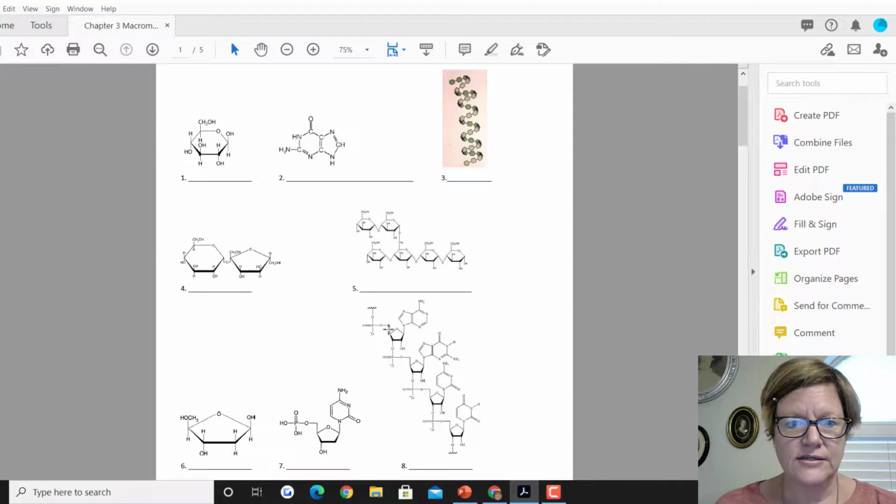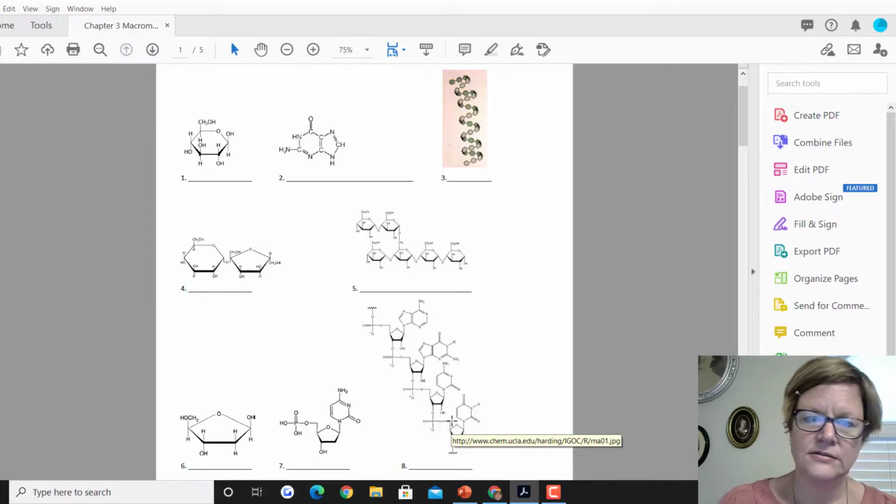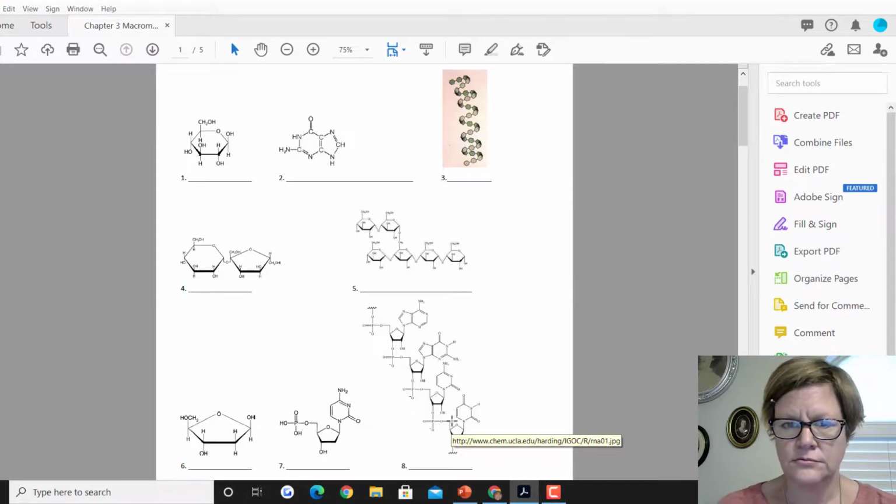And number 8, I don't know if you can tell, but there's 4 nucleotides joined together in a chain. So you could call this a polynucleotide chain. You could call it a nucleic acid. I think that's what you could call it.